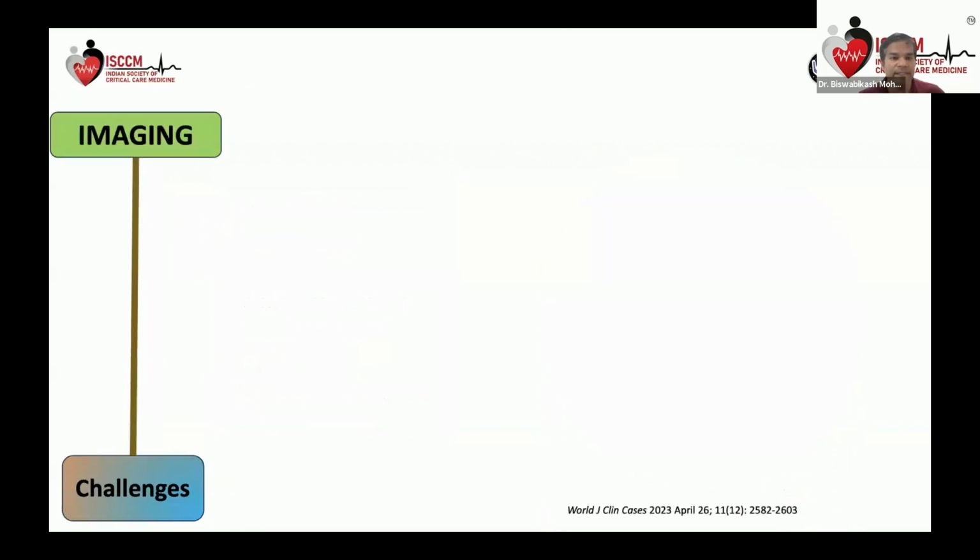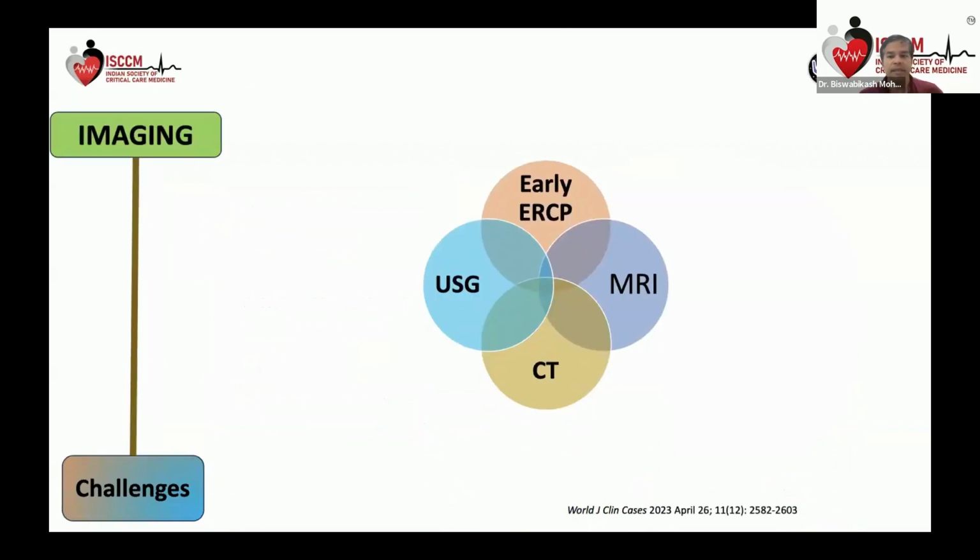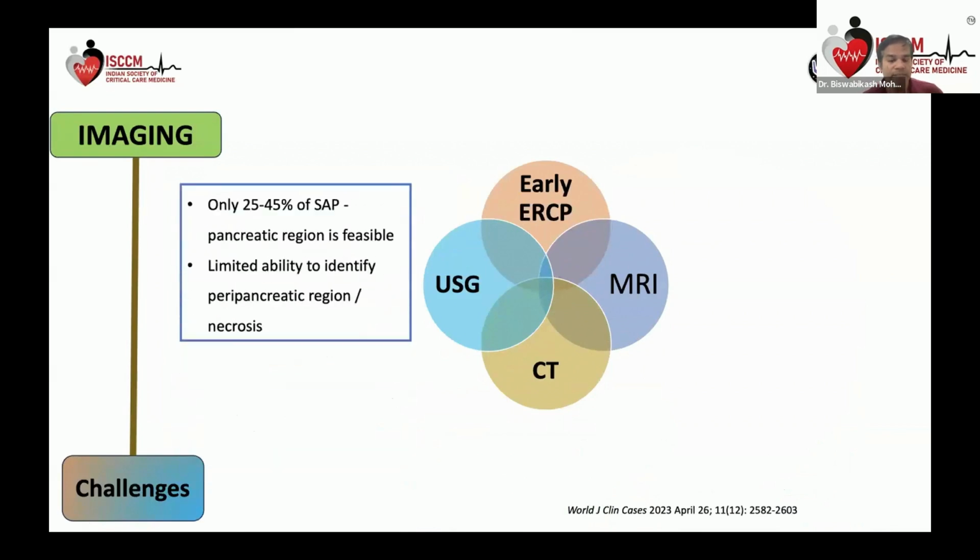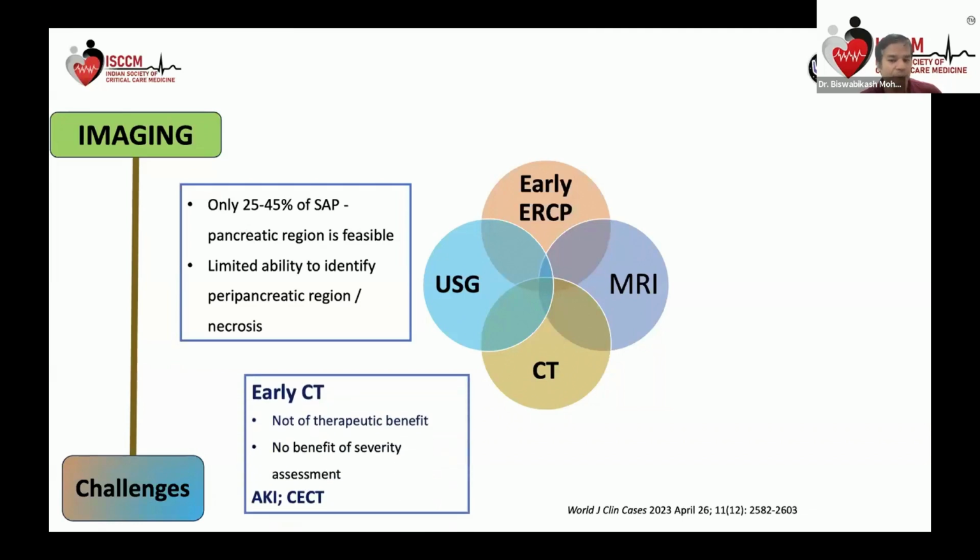Then we go for imaging. In imaging, there are 3 important things. The first is the ultrasound. Every patient presenting to our hospital or intensive care unit would start with an ultrasound of the abdomen. But in almost 25 to 45% of severe acute pancreatitis cases, the pancreatic region is not visualized, and there is limited ability to identify the peripancreatic region or necrosis. In those cases, we are tempted to go for a CT scan of the abdomen.